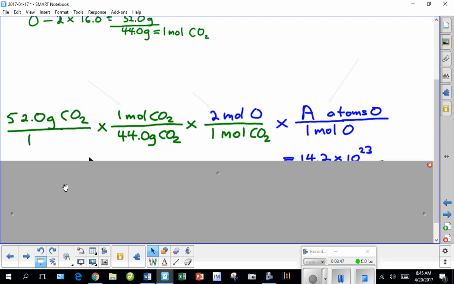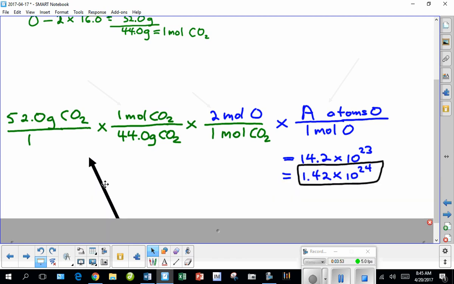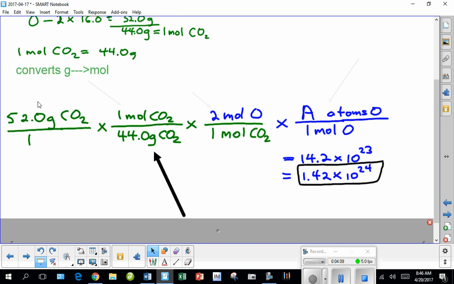In this case, we have the given over 1. Okay, the given over 1, and let's get the arrow here so I can point to what I'm talking about. Our given over 1, of course, is just what was given in the problem. The next guy is going to come from this equality. So I want you to write the equality before you write that guy. And then tell what it did. Okay, it's converting grams to moles.